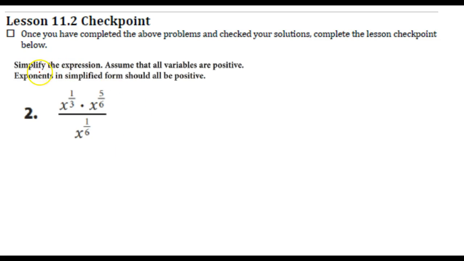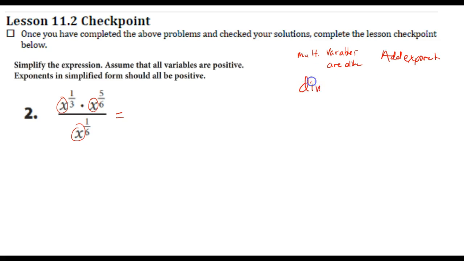So here they're asking us to simplify the expression. Assume that all variables are positive. I'm going to give you a little bit of a hint here. For all of these, they all have the same base. So we're going to apply some of the rules that we learned. When we're multiplying variables that are alike, we can actually add their exponents.